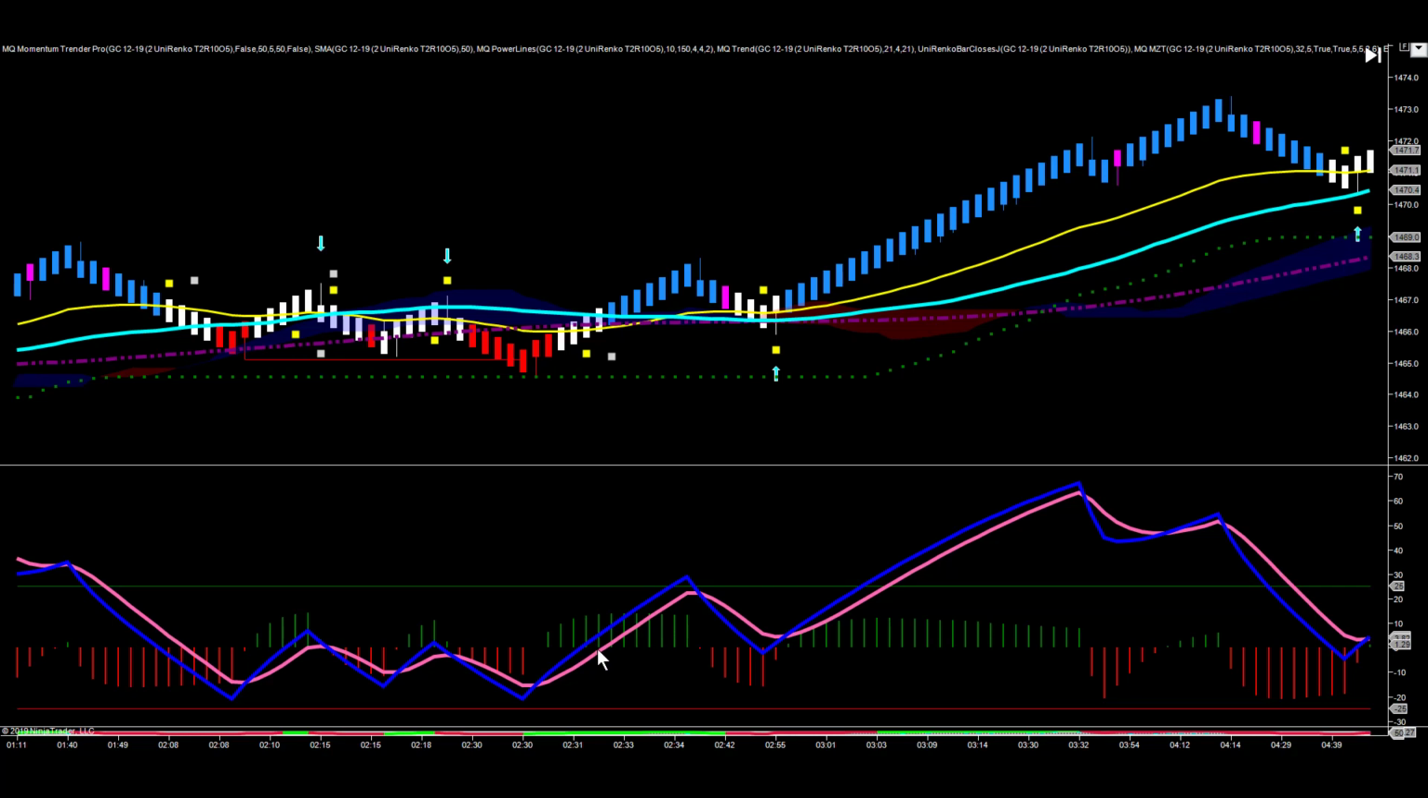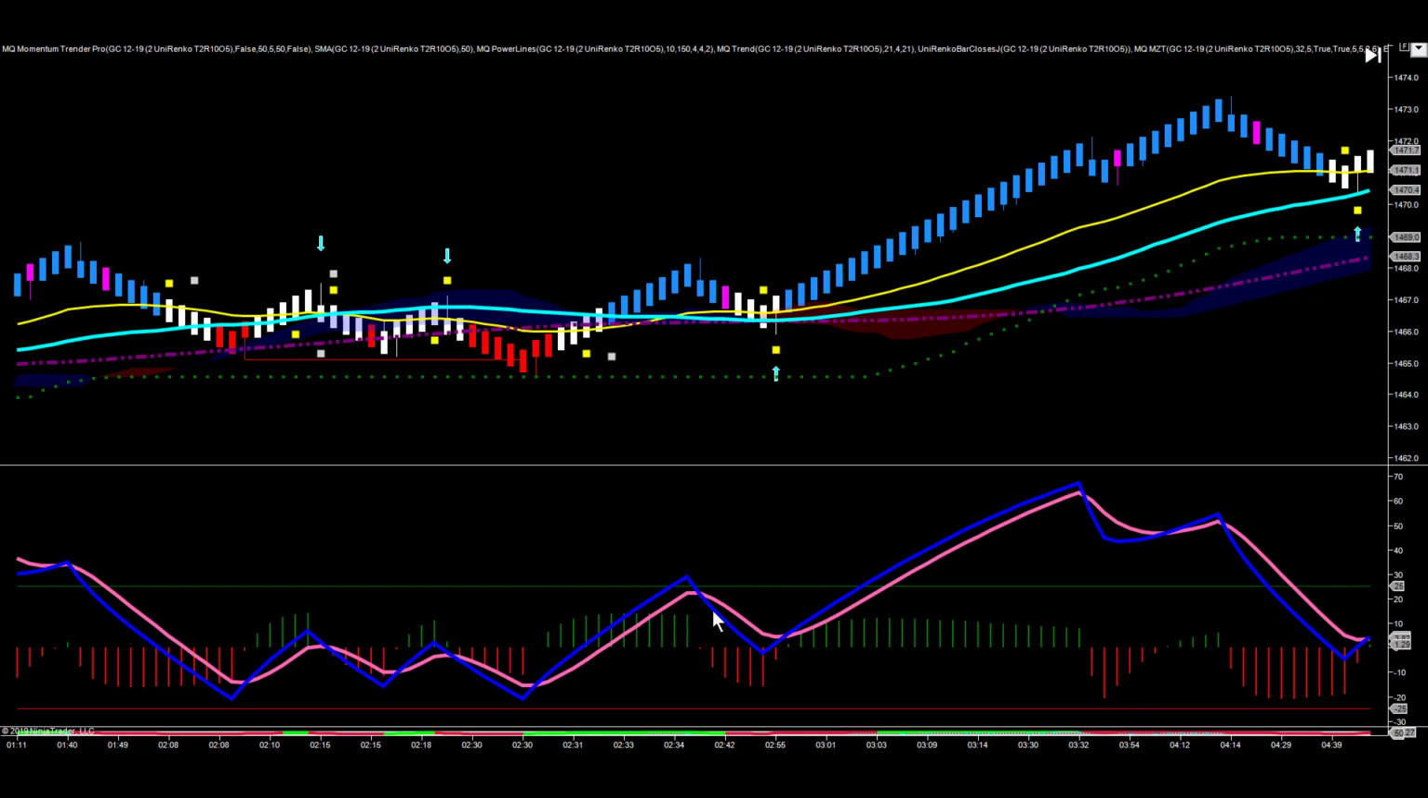You can see the pink line is our slow line on MQ momentum, and it's coming down here near the zero line. The zero line on MQ momentum is the line that the histograms move above and below, and we like to get a nice reset right there. We get near the zero line. That means we have room for momentum to accelerate our trade in the direction we want to go.